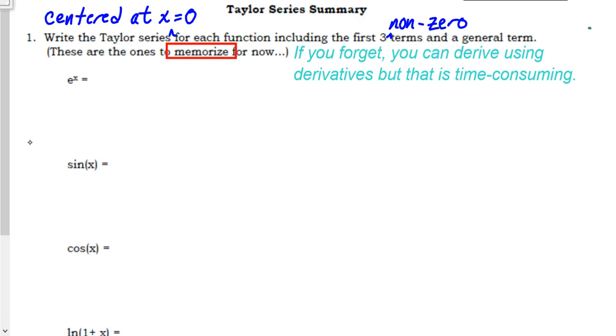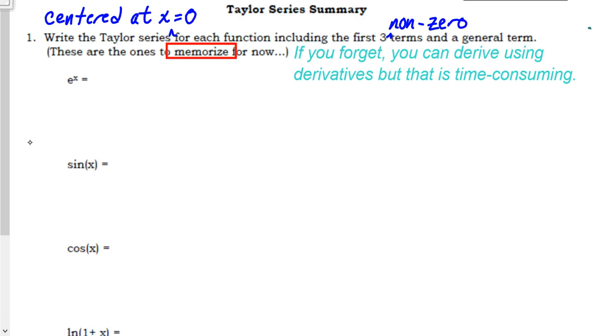0. Some of you are going to say, isn't that a Maclaurin series? And I'm going to say, yes, of course it is, but it is also a Taylor series, since Taylor is the broader name. So write the Taylor series centered at 0 for each function, including the first 3 non-zero terms.